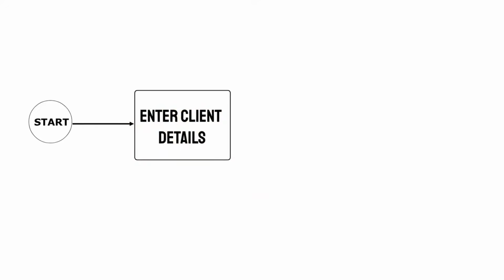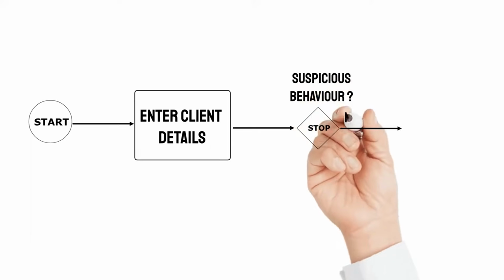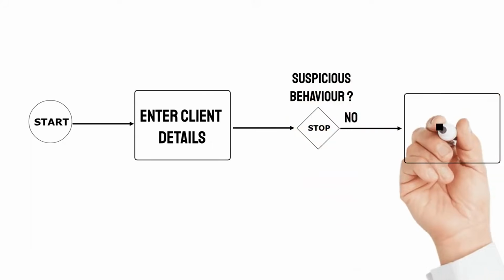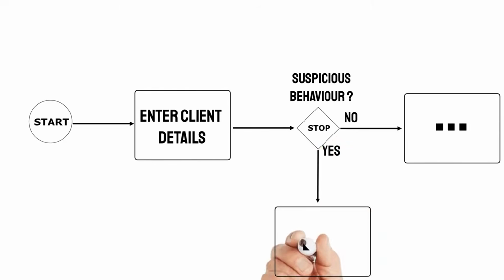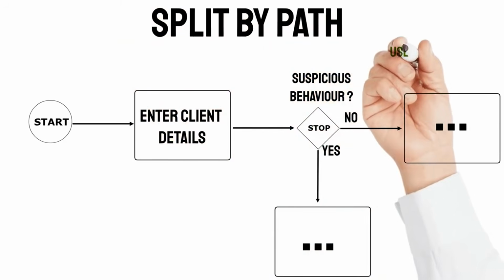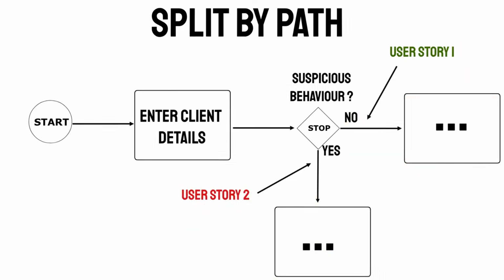The onboarding looks like this: the employee can enter client details, and after this step, the system checks if we have suspicious behavior. Maybe that's just a drop down or a checkbox. And based on this, there's yes and no. For each path, we could potentially split the user story. So for the happy path, where there's no suspicious behavior, this could be user story 1 to implement. If there is some suspicious behavior, we can create user story 2 and track everything under it. This is splitting by paths in a workflow.